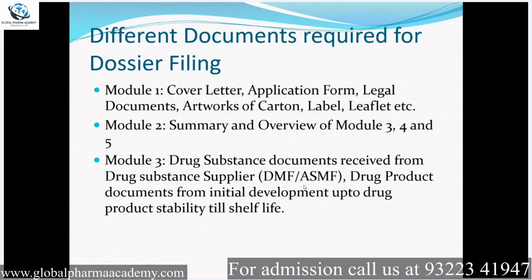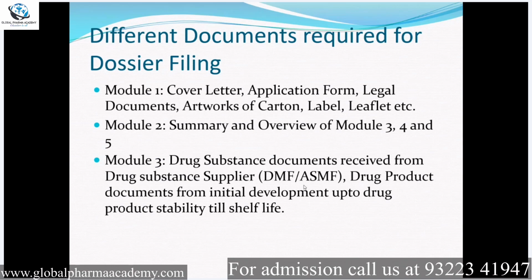CMC means chemistry, manufacturing and control, that is, chemistry related information of the drug substance involved. Manufacturing means manufacturing of the drug substance and drug product. And control means the tests and parameters through which the quality of the drug substance and drug product is controlled. That information is included in module 3. That's why it is called the CMC module, that is chemistry, manufacturing and control. We will see all this in our further sessions.